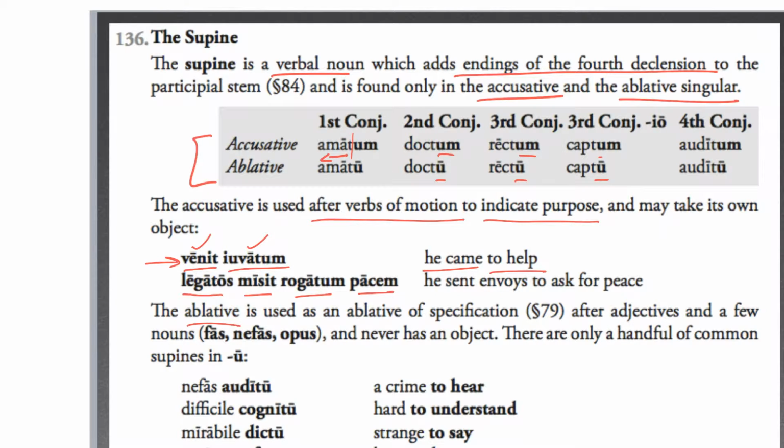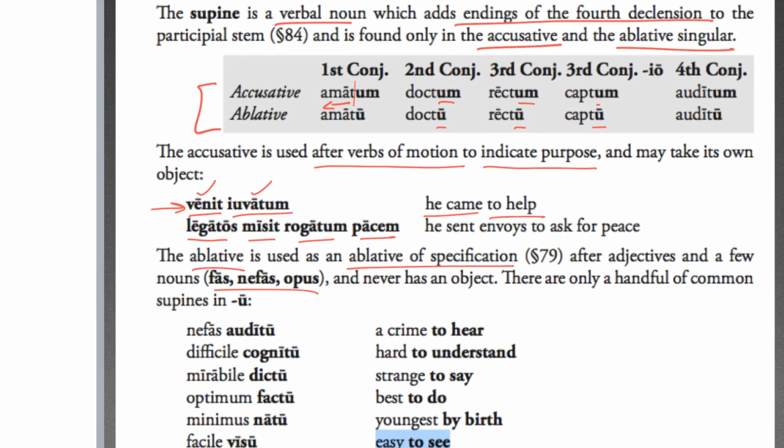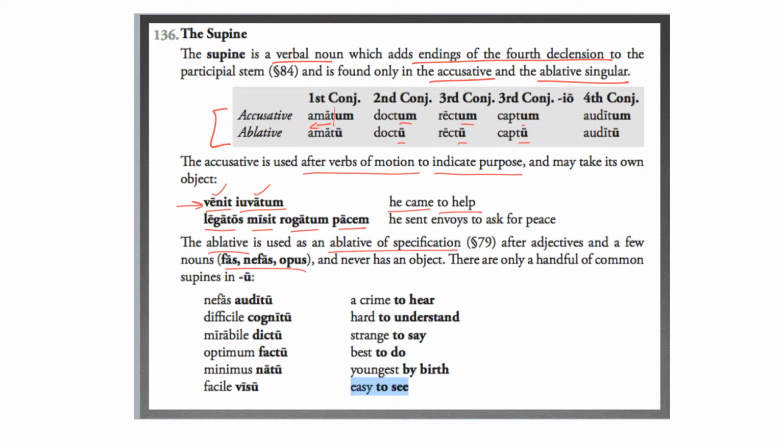So the ablative is used as an ablative of specification, which we learned, I believe, last week, oftentimes after specific nouns, which are listed here. The supine does not use a direct object. So, facile visu, easy to see, or easy with respect to seeing. Minimus natu, youngest by birth, or youngest with respect to birth. And then, mirabile dictu, this is from Virgil. Strange to say, strange with respect to saying or speaking.